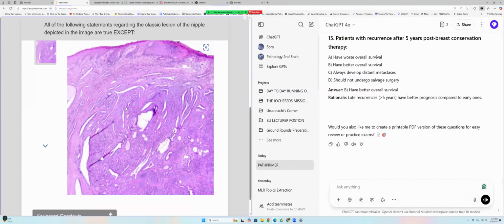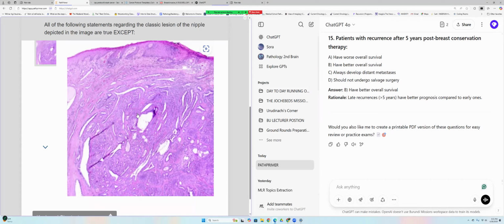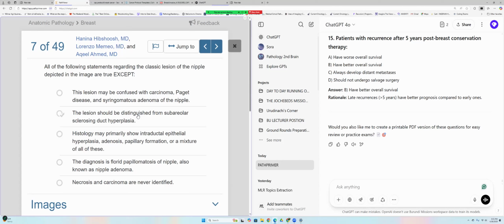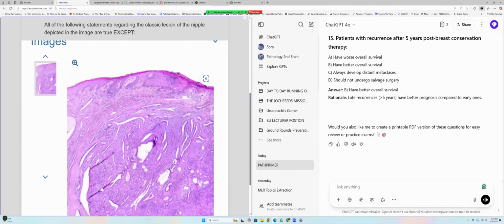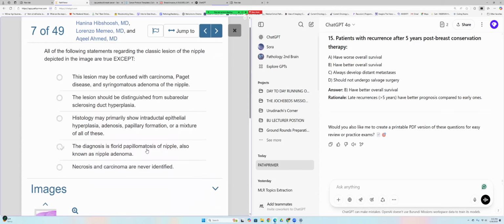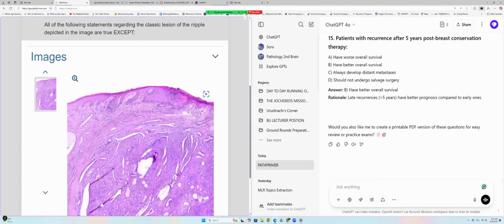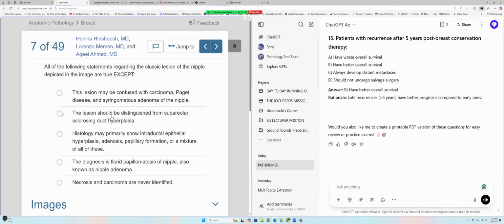I don't know. Papilliferum, I don't know. It is a classic nipple lesion. I think it's called nipple adenoma or papillary lesion. This should be a papilloma of the nipple. Doesn't it look papillary? It looks a little bit papillary.